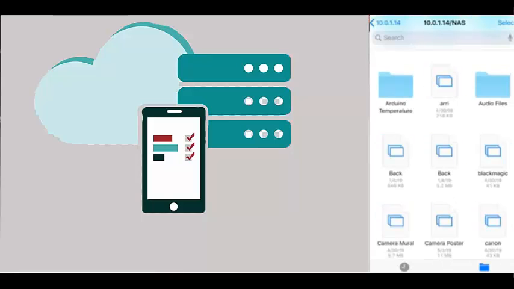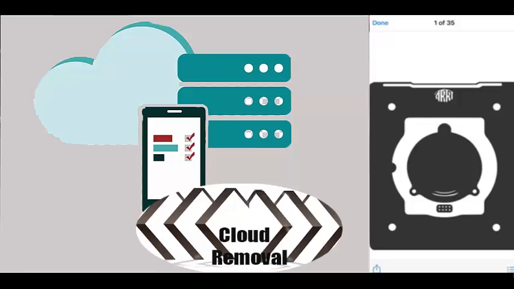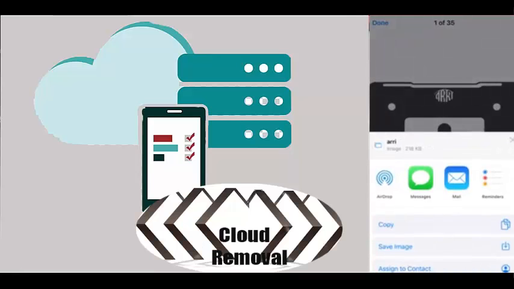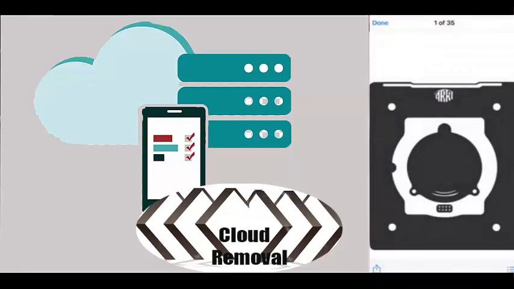Say for example, I want to download a certain file. How about this ARI vector graphic right here? I can tap it, it'll give me a preview, and I can perform other actions on it. I can click the share button and we can AirDrop it. We can save it as an image to our phone, or we can do a whole bunch of other things with the new share sheet in iOS 13.